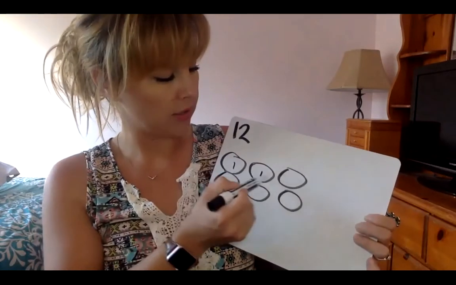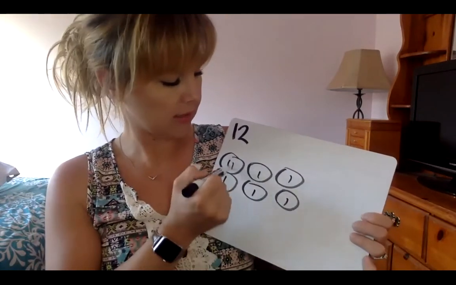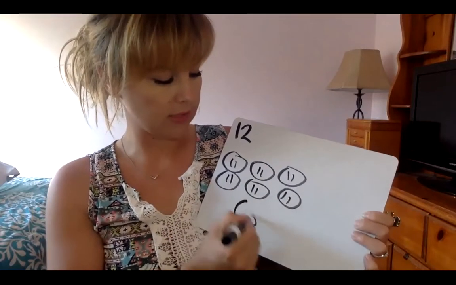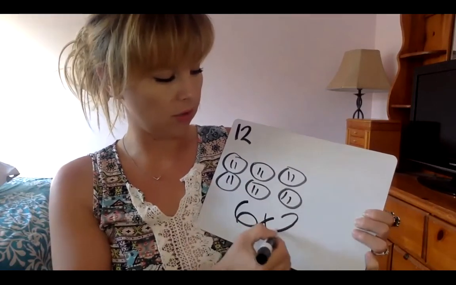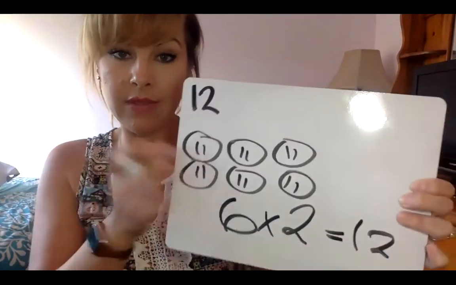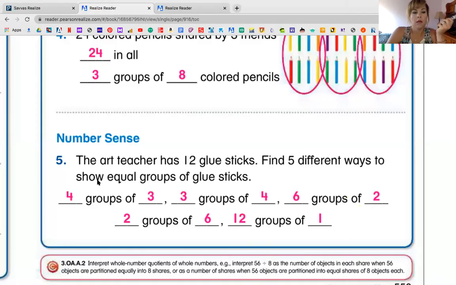Okay, 1, 2, 3, 4, 5, 6, 7, 8, 9, 10, 11, 12. So I have 6 groups of 2, and my answer is still 12. Okay, this one works. I was able to give each friend equal parts. Okay, so going back to that math problem, they kind of did what I did. So they had 4 groups of 3. So there's 4 groups and each group had 3.